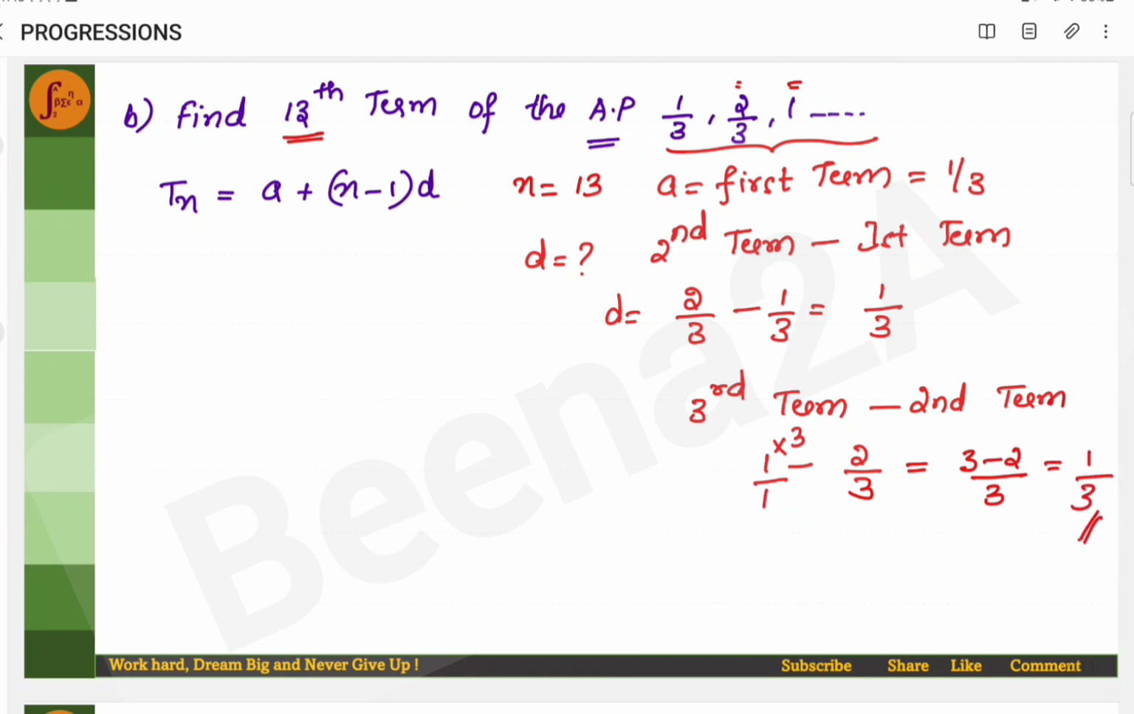So here also I got 1 by 3. Here also I got 1 by 3. So the difference is 1 by 3. N is 13. A is 1 by 3.